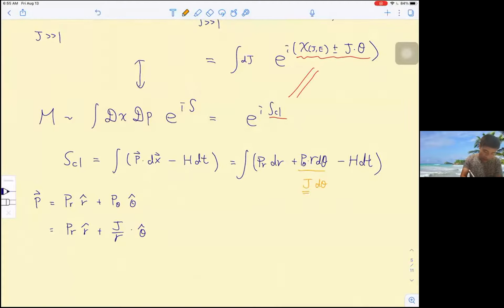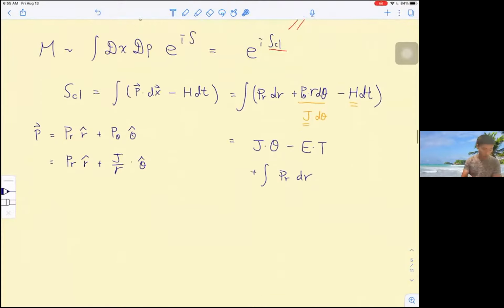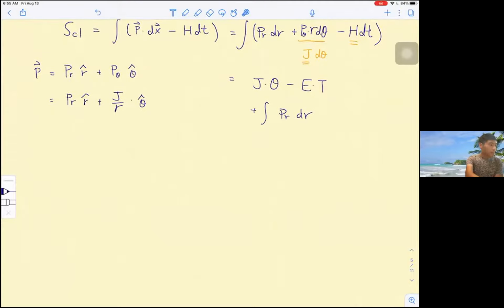But since the J and the H, which is the Hamiltonian, which is the total energy, they're conserved, this integral is simply given by J theta minus E t plus this non-trivial part. And the non-trivial part is given by this radial momentum integrated over your trajectory. And this object is called the radial action in classical mechanics.